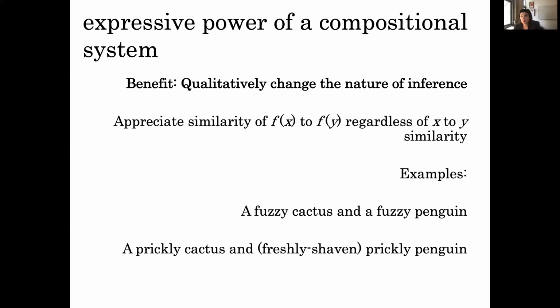So that means that if you have a system with this property, you can appreciate the similarity of f of x to f of y, regardless of the similarity of x and y. And this is really important, actually core to human thought, and something that is just naturally expressed in human language as a system. So for example, we can say that a fuzzy cactus and a fuzzy penguin have something similar about each other. That is, they're both fuzzy, regardless of the fact that it's a cactus and a penguin. Similarly, you can say that a prickly cactus and a prickly penguin, you can imagine one that's been freshly shaven, also would have something similar in common, despite the fact that they might be very different as single arguments.